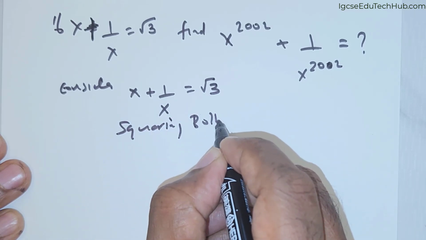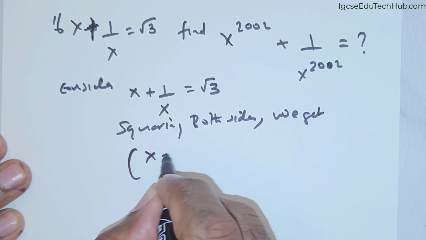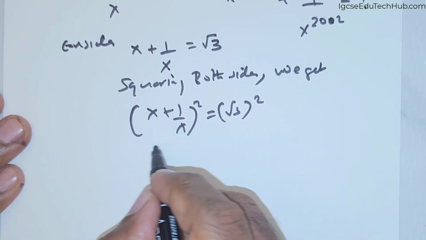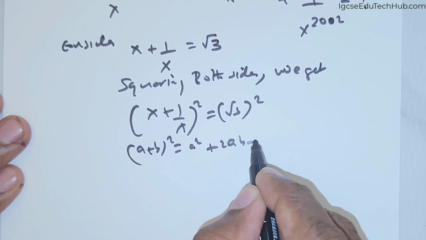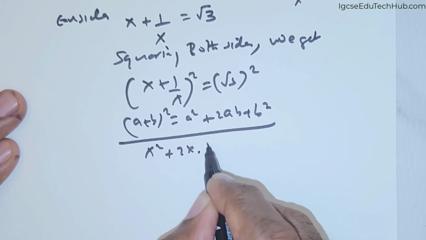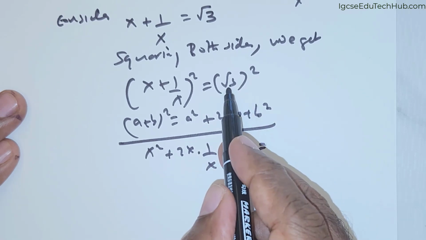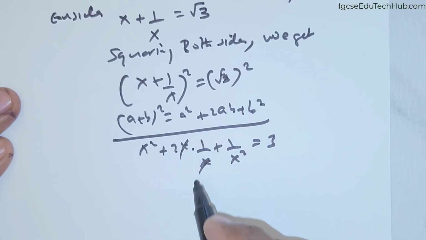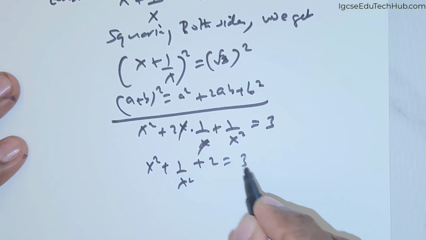Squaring both sides we get (x + 1/x)^2 is equal to (root of 3)^2. This is of the form (a + b)^2, which is a^2 + 2ab + b^2. If you apply that, you get x^2 + 2 times x times 1/x + 1/x^2 is equal to (square root of 3)^2, which will give you 3. So x and x get cancelled, you get x^2 + 1/x^2 + 2 is equal to 3.